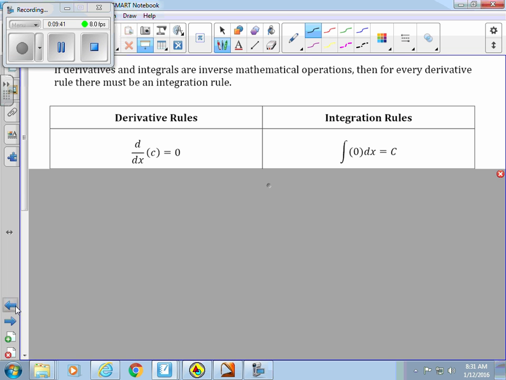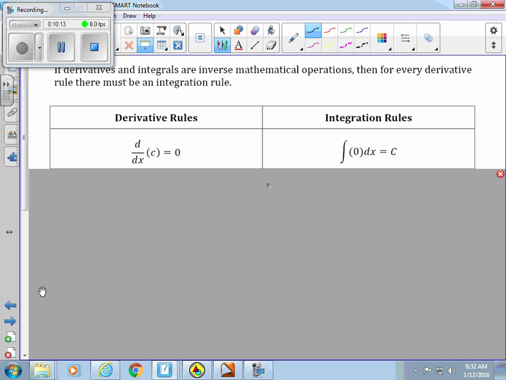Okay, so we want to look at some basic integration rules. If derivatives and integrals are truly inverses, then wouldn't an integral just be an antiderivative? What do I mean by antiderivative? Well, undo a derivative, right? So today, the bulk of your homework is going to be practicing undoing derivatives.